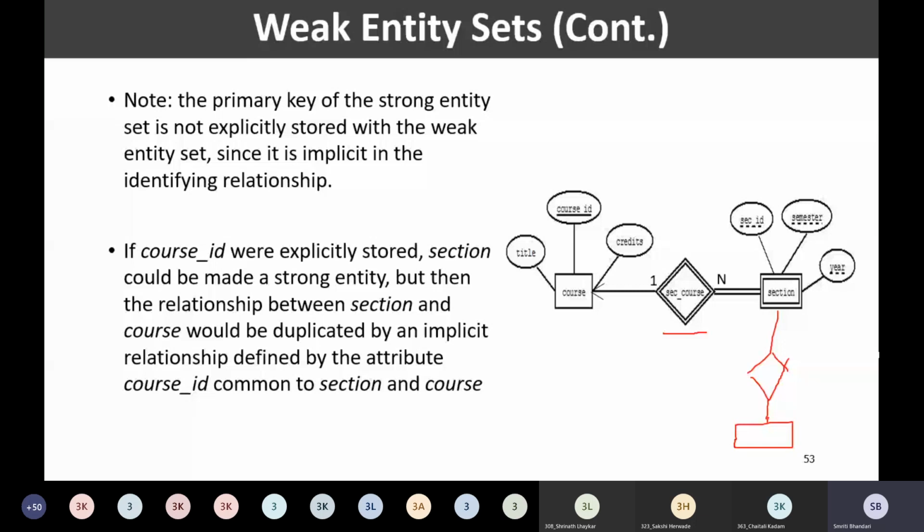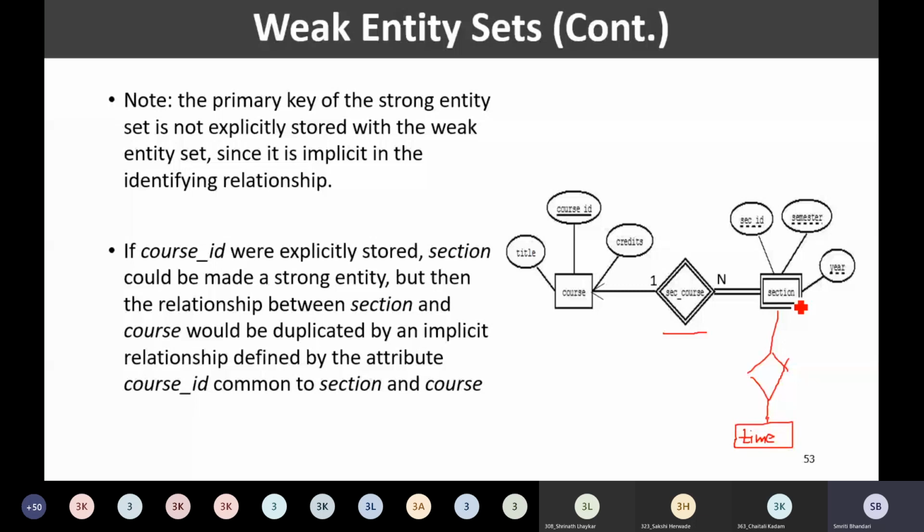So in this particular case, I may have, say for example, this entity set, say time slot, right? So what do we mean by this time slot? Every section of the course is delivered in a particular time slot. So I need to relate this section with the time slot.